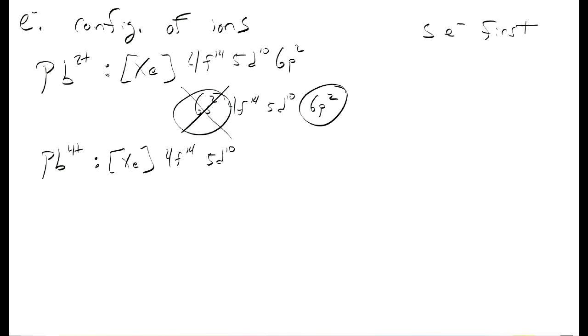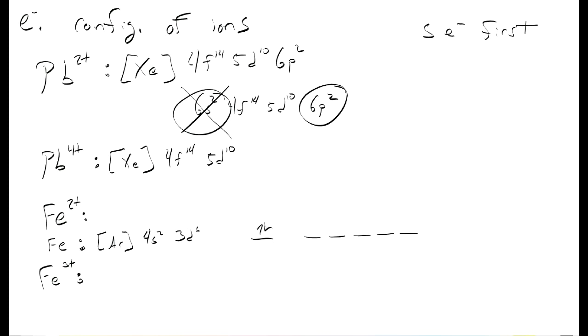Let's go ahead and look at the ions formed by iron. We have iron 2+ and iron 3+. All right, so here is neutral iron, argon, 4s2, 3d6. Okay, so that's the electron configuration. Here's the orbital filling diagram. All right, so that's 4s and 3d.